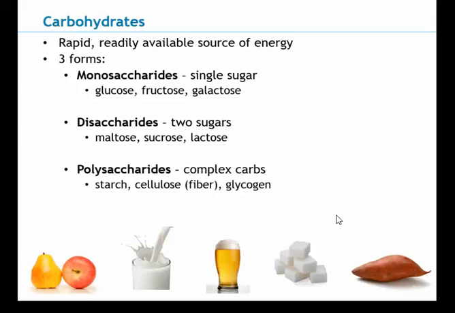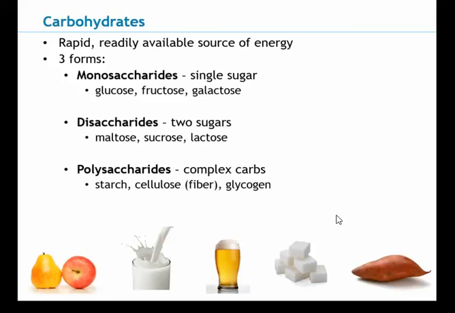Next is polysaccharides. So poly meaning many. So this is 3 or more sugars. It can be 3 up to 100 sugars combined together. These have slower digestion to be broken down because we have 3 up to hundreds or thousands of sugars or saccharides added together.